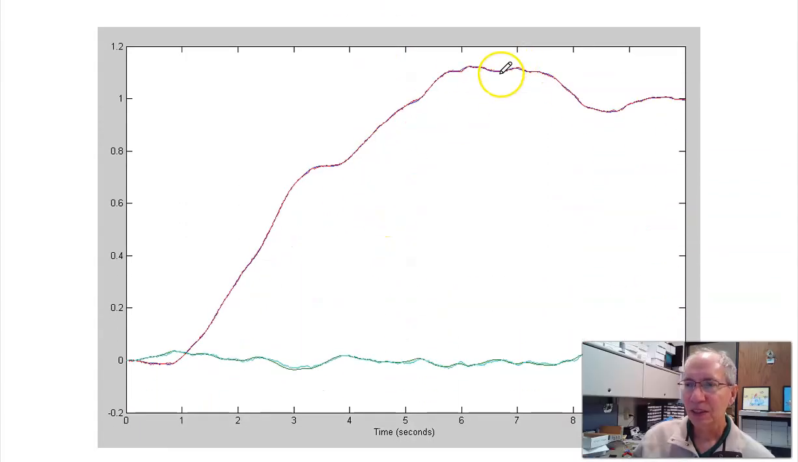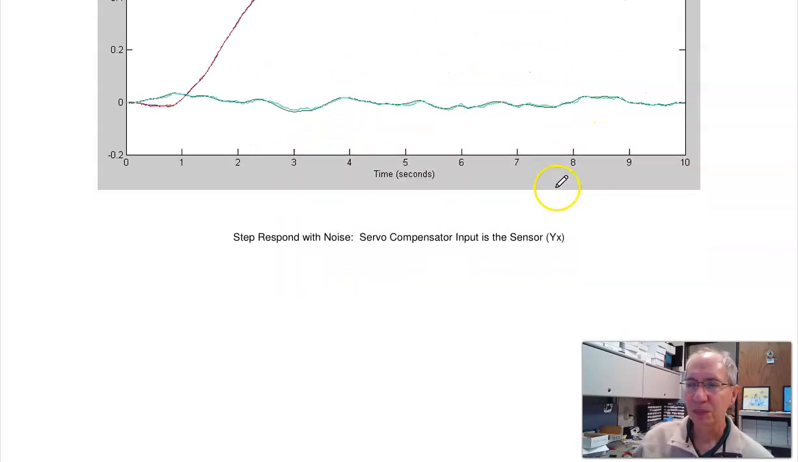Again, the red line is the actual state. The wiggly line is the observer. Observer is tracking much better. There's still noise in the system. That's the noise affecting the observer, affecting the plant. But that's the best I can do.